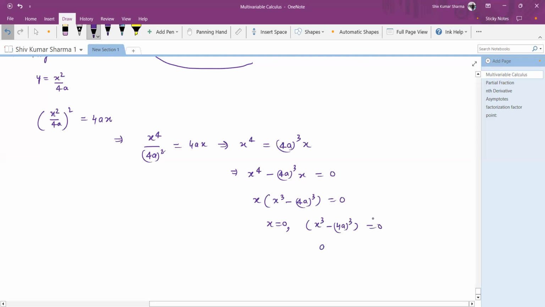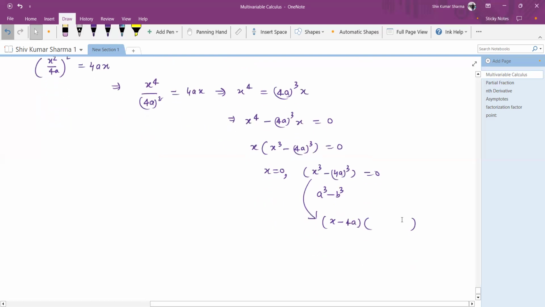So this will be the formula of a cube minus b cube, which is a minus b into a square plus ab plus b square. So the second factor will give an imaginary coordinate, so we do not use the second factor.